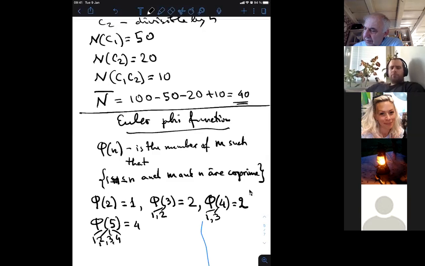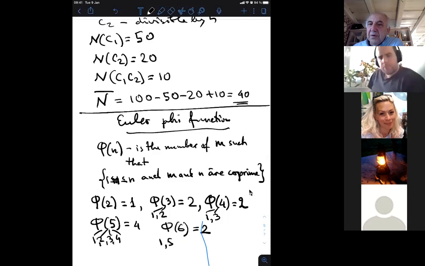What about phi of 6? So how many numbers are coprime with 6? 1 is always there. 2 is not good. 3 is not good. 4 is not good. 5 is good. So phi of 6 is 2. Do you follow the definition?